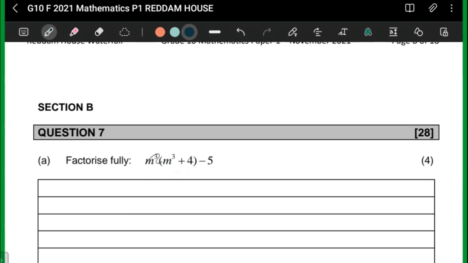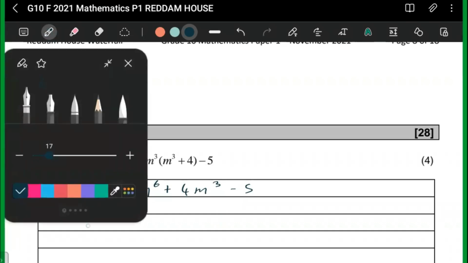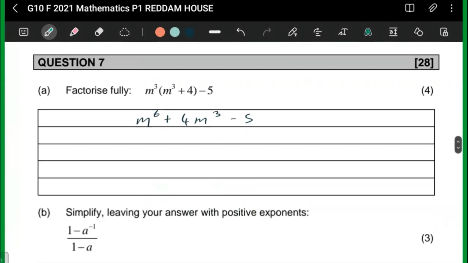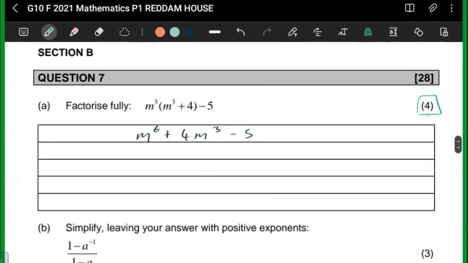So you will do it. 3 to the power of m to the power of 3 times m to the power of 3. That's m to the power of 6. If you multiply again, you can have 4m to the power of 3. The minus 5 is still just there. What I'm about to showcase is something very interesting. You want to pay attention because this portion of the work is obviously why this question is out of 4.